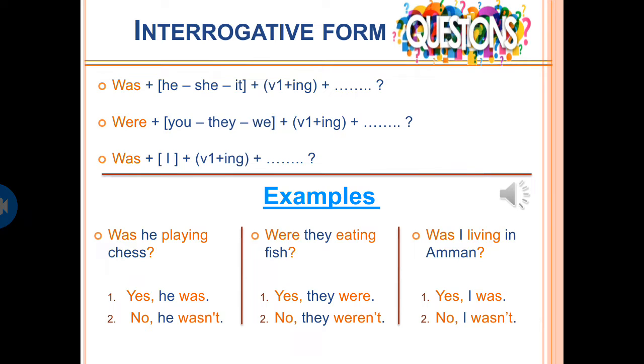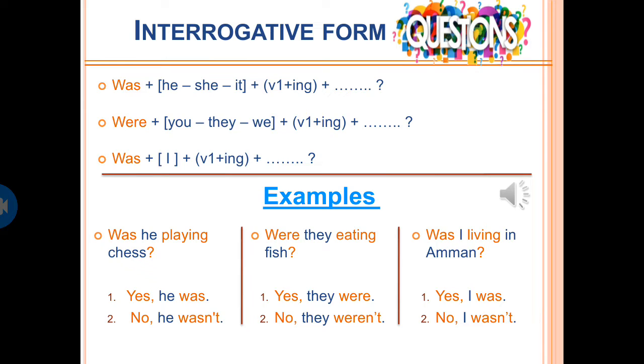Interrogative form. Was plus he, she, or it plus verb 1 plus ing plus question mark. Were plus you, they, or we plus verb 1 plus ing plus question mark. Was plus I plus verb 1 plus ing plus question mark.